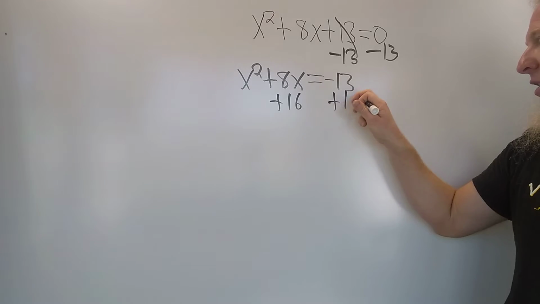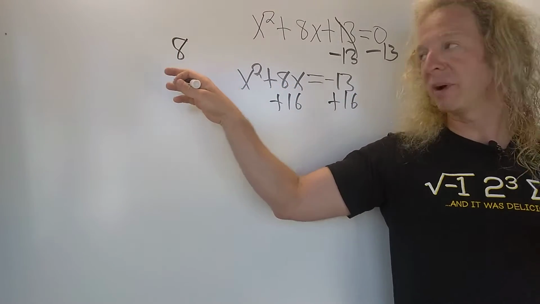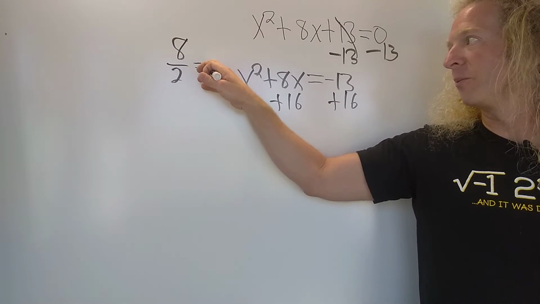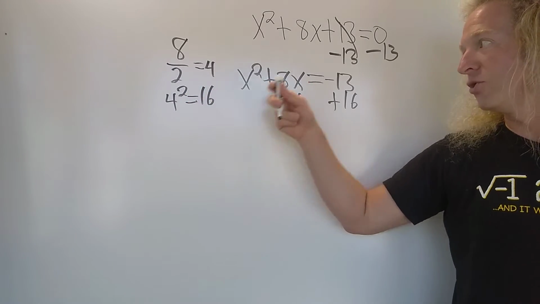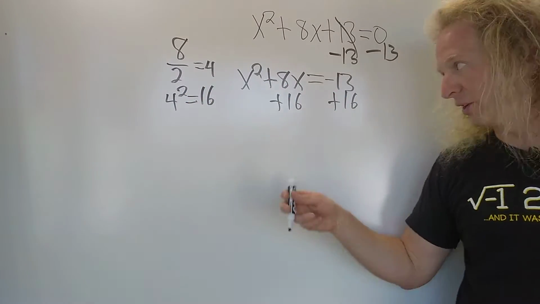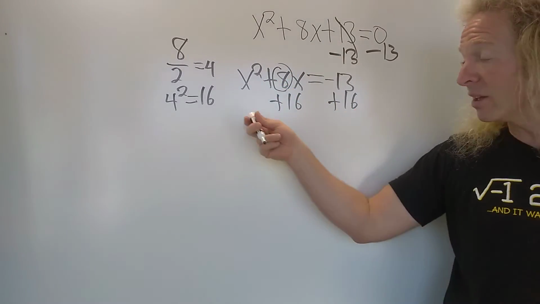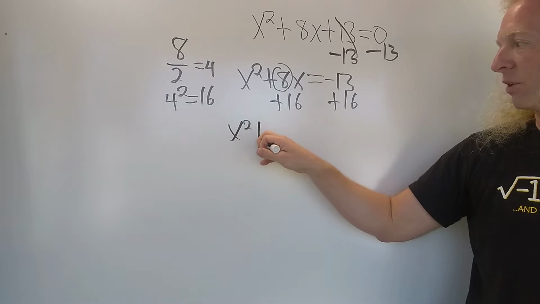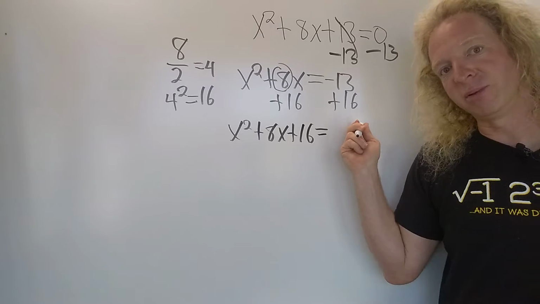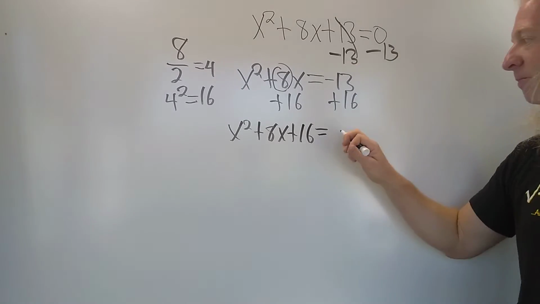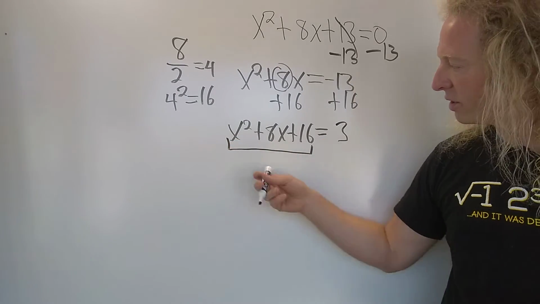So let me go over that again and let me show the step. We take the coefficient of x, which is 8, you divide it by 2, that gives you 4. Then you square it, so 4 squared, and then you get 16. And you do that every single time when you complete the square, right? You just take this number, divide it by 2, and square it. So we add that to both sides. So we get x squared plus 8x plus 16 equals negative 13 plus 16, that's going to be 3.